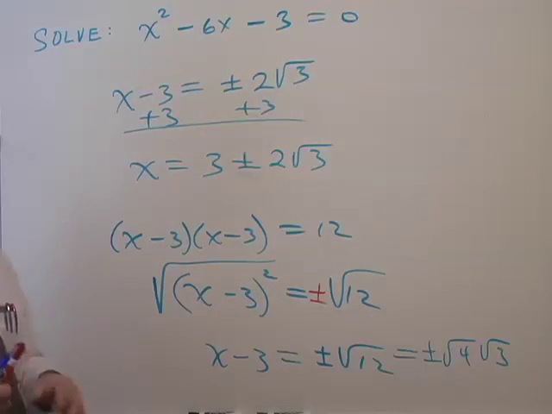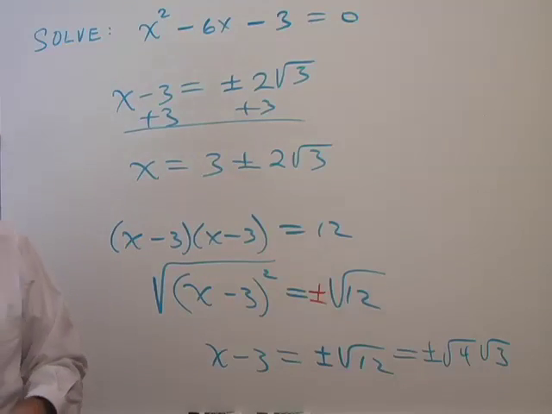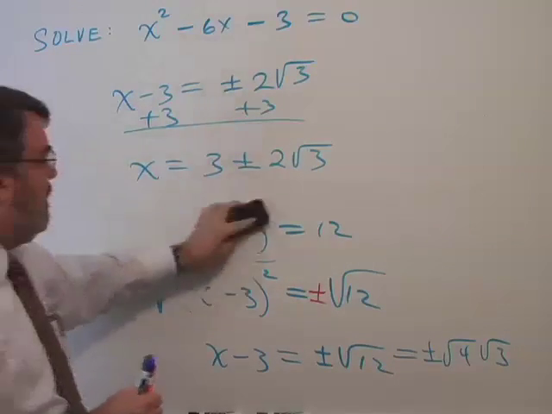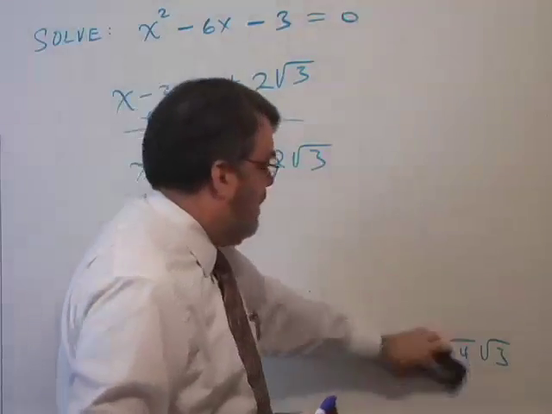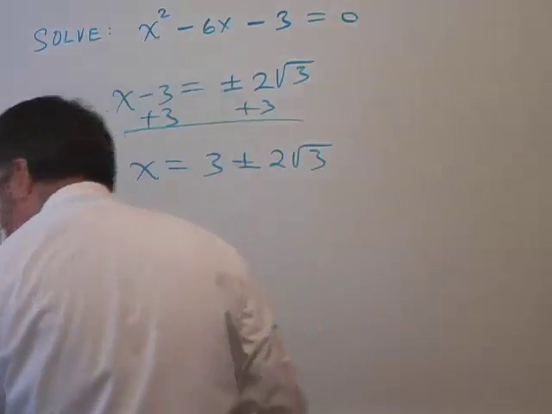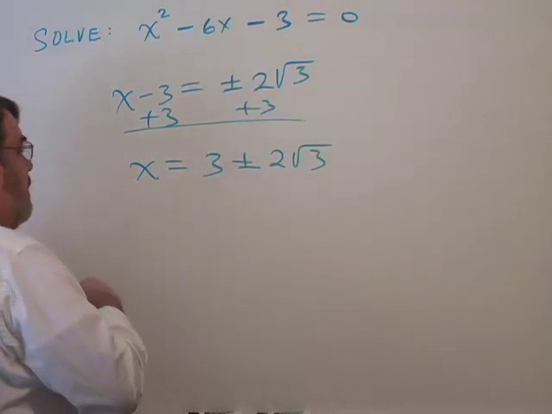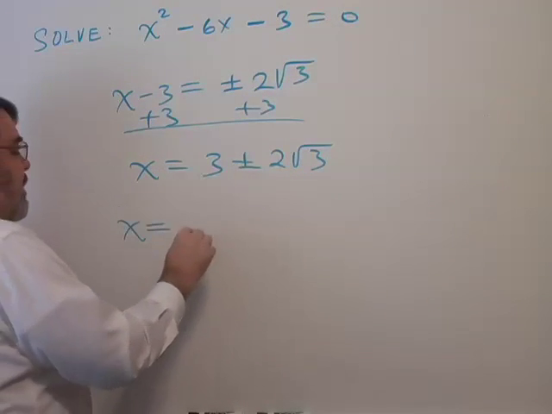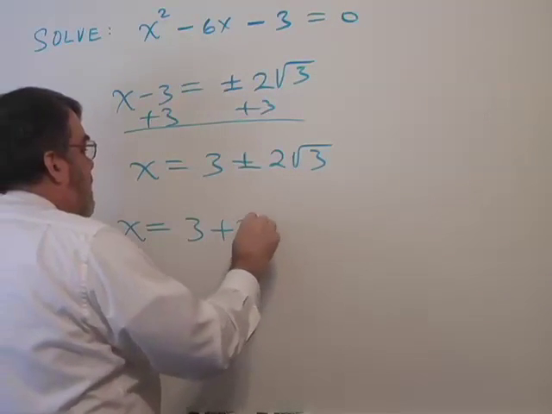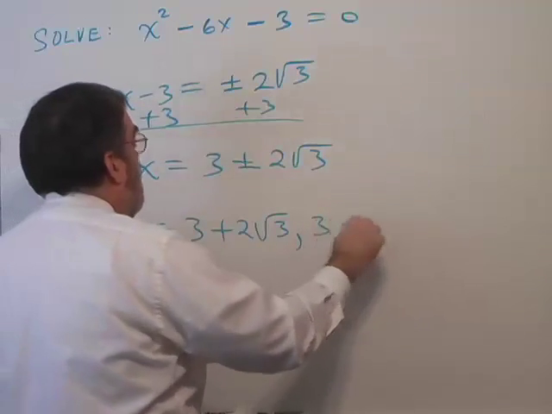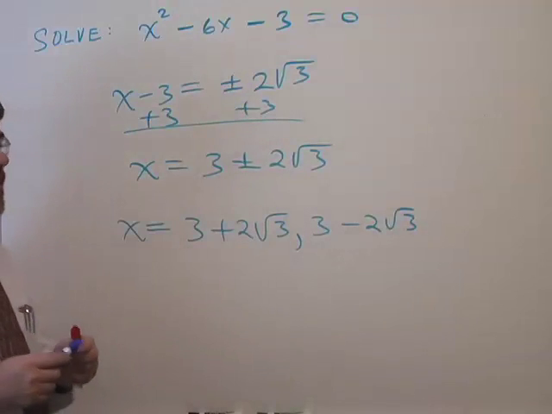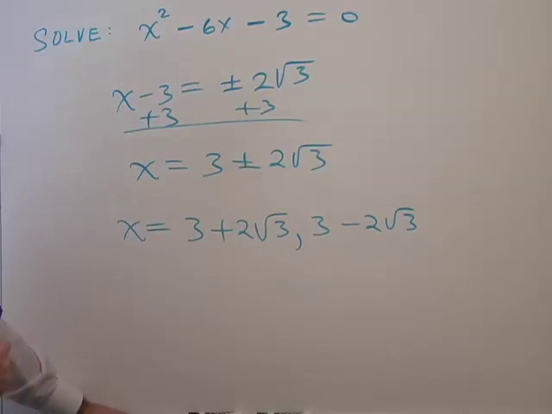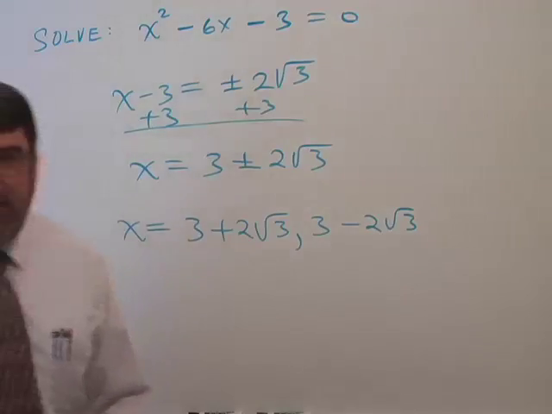So I have two answers to this problem, and this is written in the symbolic form right here. But there are two answers: 3 plus 2 times the square root of 3 and 3 minus 2 times the square root of 3 would be the two different answers. So there we go. That's completing the square.